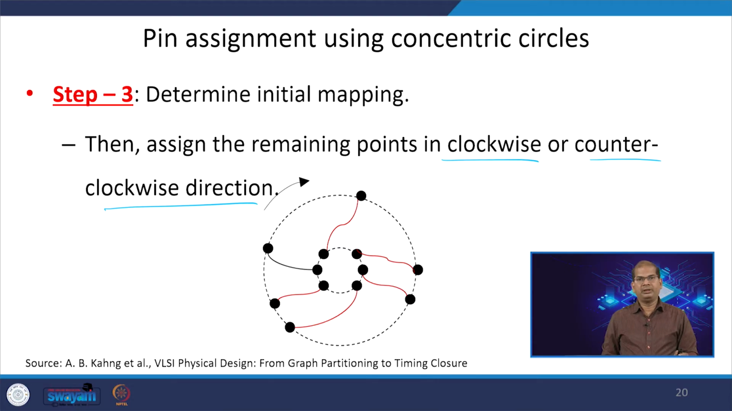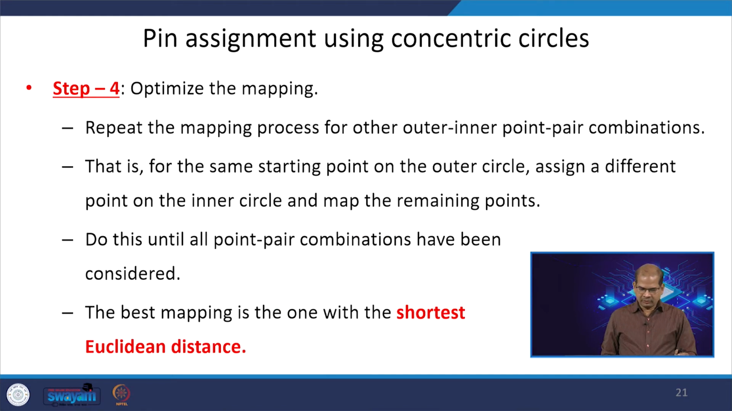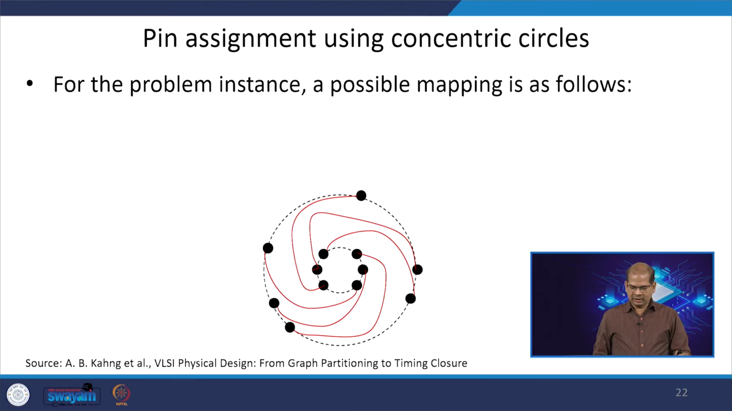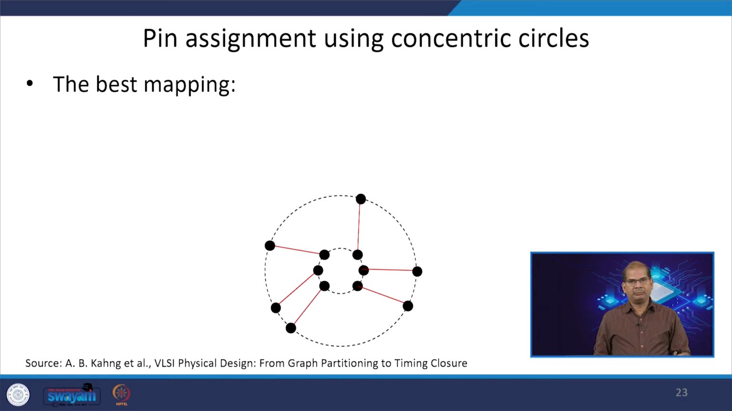But this initial mapping is not the best solution. This is the first solution of our pin assignment, but we need a better or best solution. So, we can change this pin assignment in a different order until I get a better solution. What we need to do is repeat the same procedure based on one criterion called shortest Euclidean distance. The Euclidean distance should be as minimum as possible. After we do the process repeatedly, finally we will get the best mapping.